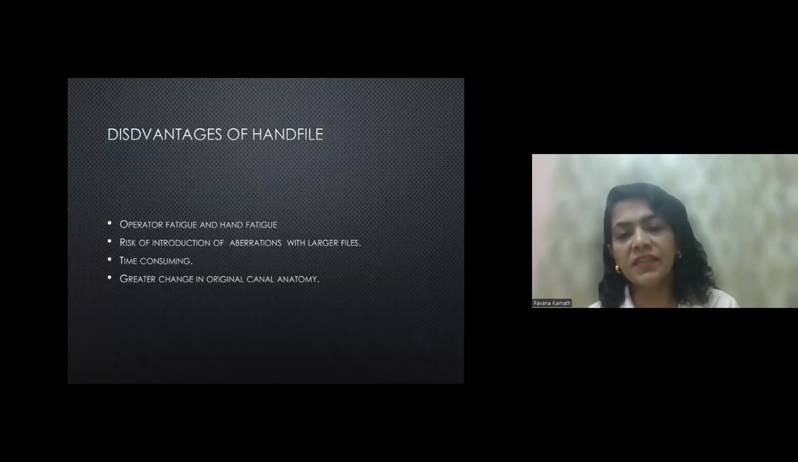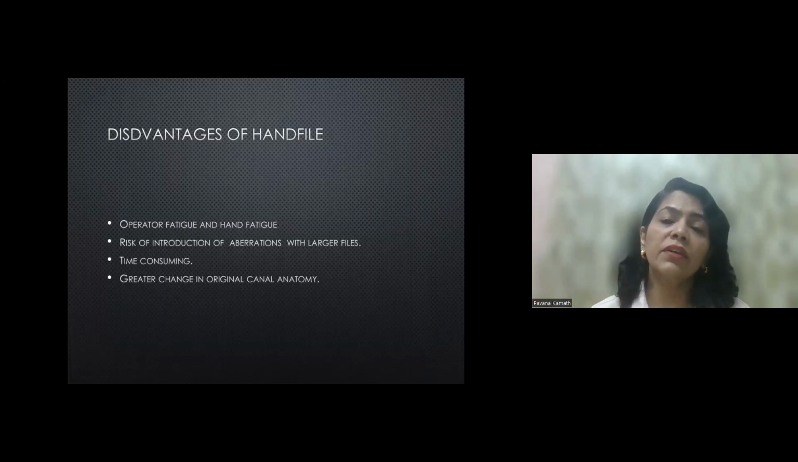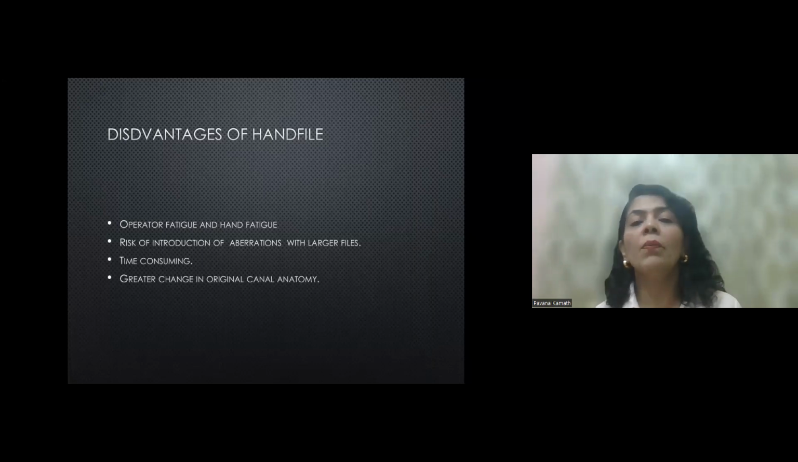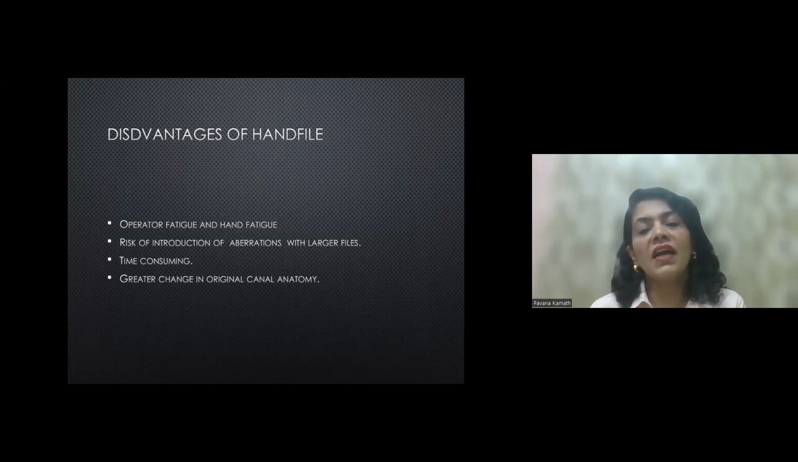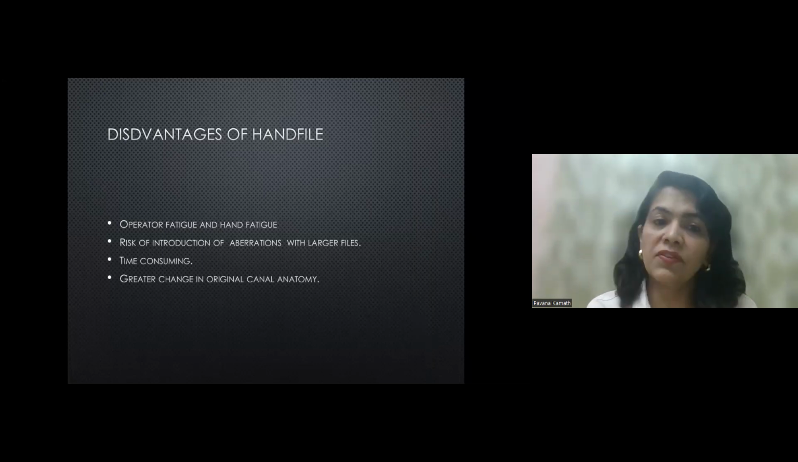However, they do have their disadvantages. When you're negotiating say a relatively sclerotic or calcified root canal or a canal which has an extreme curvature, there is definitely operator fatigue and hand fatigue. There is risk of introducing aberrations when you progress to larger hand files. It is definitely time consuming and requires a lot of patience. And there is a greater change in the original canal anatomy when you use a hand file.